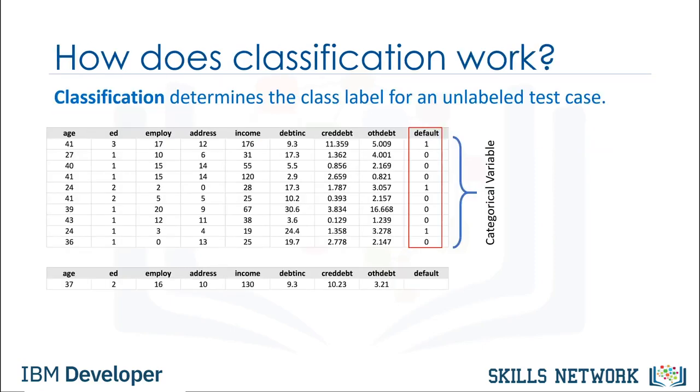So, how does classification and classifiers work? Given a set of training data points along with the target labels, classification determines the class label for an unlabeled test case. Let's explain this with an example.